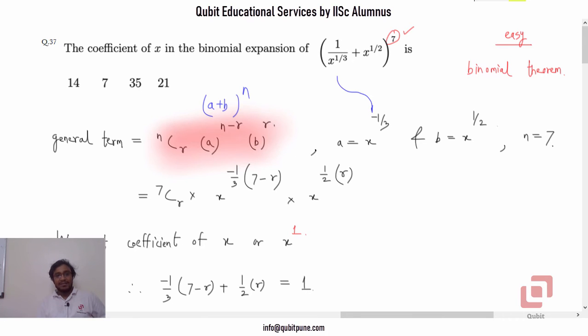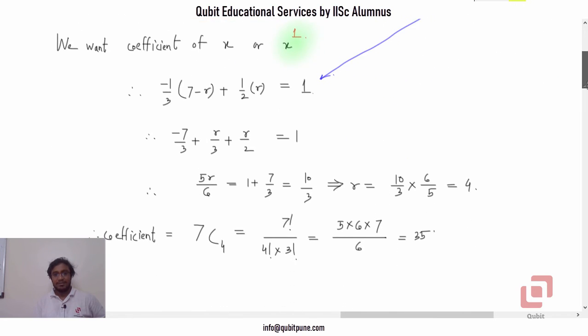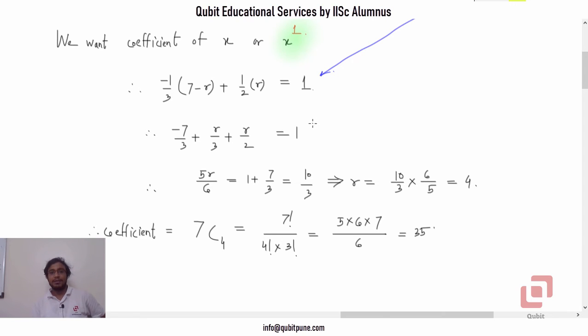Okay, now they are saying coefficient of x. That means x raised to 1. So the effective power of x in that particular term should be 1, right? So what's the power of x now? Currently we have -7 upon 3 plus r by 3, plus r by 2. This should be equal to 1, and that's exactly what we will do next. -1 upon 3 into (7 minus r) plus r upon 2 should be equal to 1. That is a simple linear equation in r. If you solve it, you'll get the value of r to be 4.